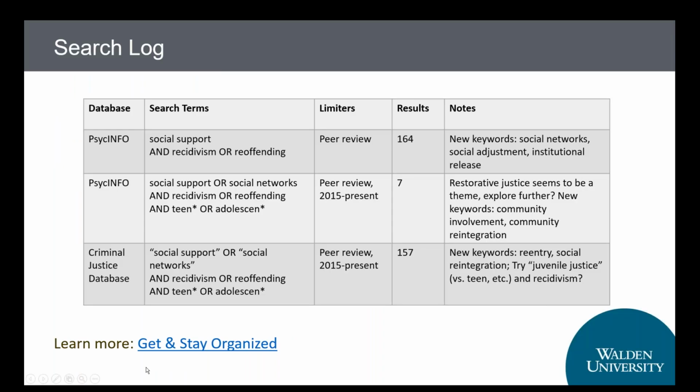But as far as databases go, this is what a search log looks like. If we were searching recidivism and reoffending and social support, I could recreate the searches that this student did. On the left, you'll see the database that they used, their search terms, how they limited it. Sometimes they limited it to peer review, sometimes to peer review and date, and the number of results. In their notes, they put themes that they're seeing, other keywords, and just observations that they're making in their database results. And you can just create this in Excel. So it's really easy to do.